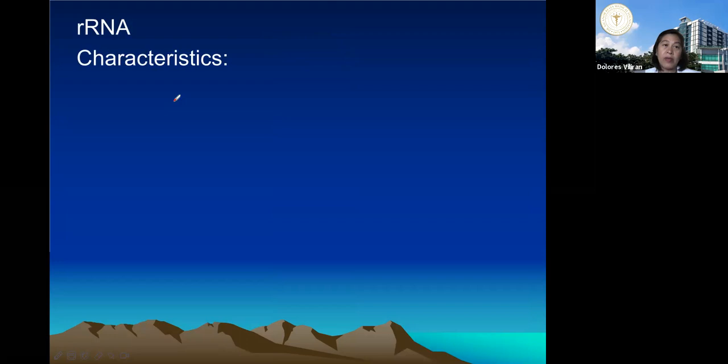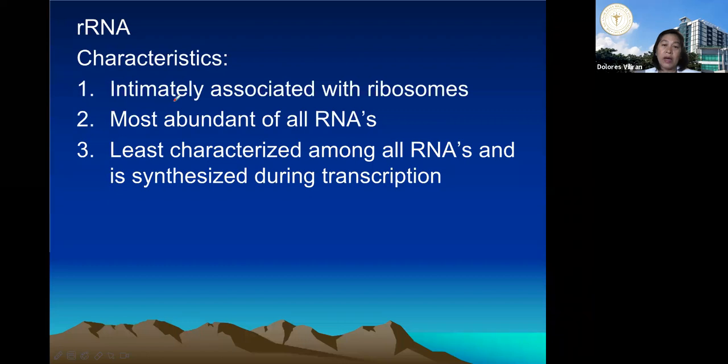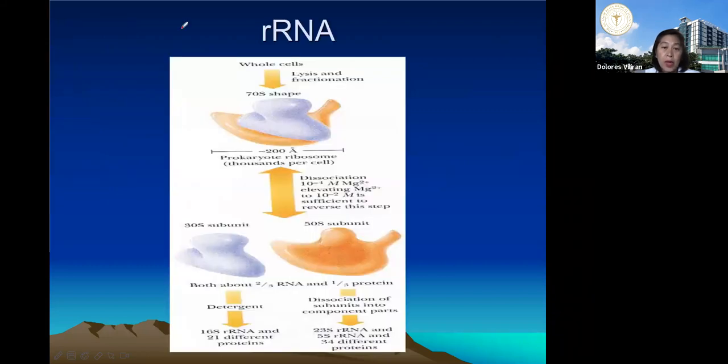How about ribosomal RNA? Again, it is intimately associated with the ribosome, the site of protein synthesis. It is the most abundant of all RNAs, but least characterized. So this is your ribosome. The total ribosome is 70S, S for Svedberg. We have the small and the large subunit. The small subunit is 30S and the large subunit is 50S. So when you combine the two, you have the total 70S. And this is the ribosome in prokaryotic organisms.